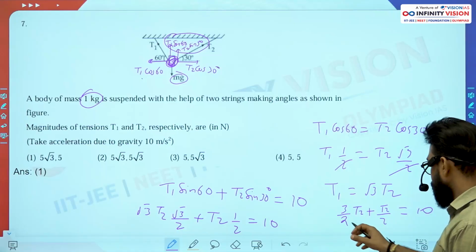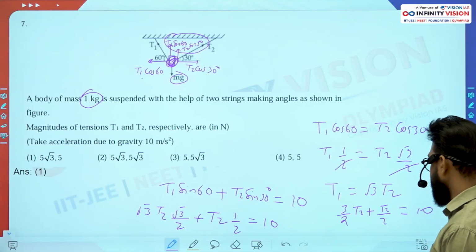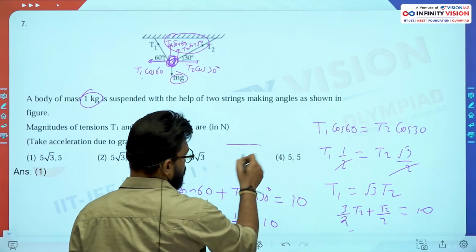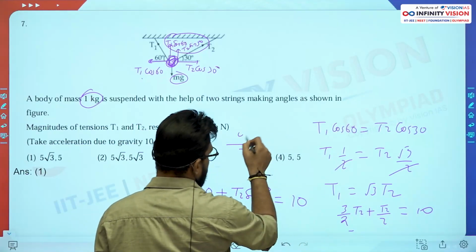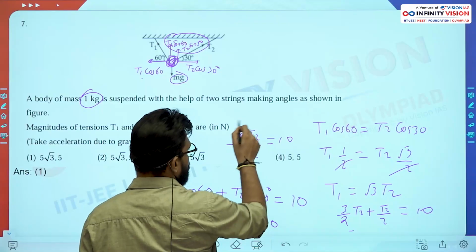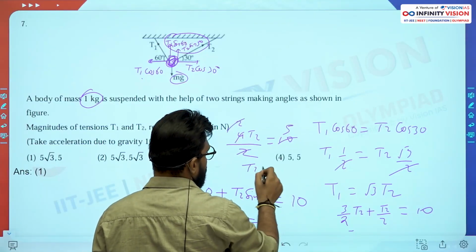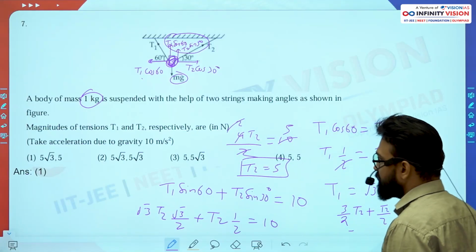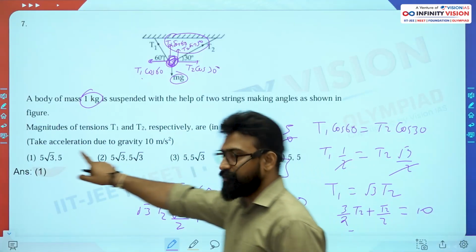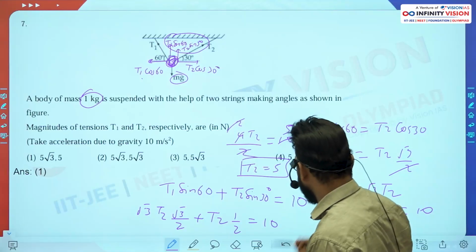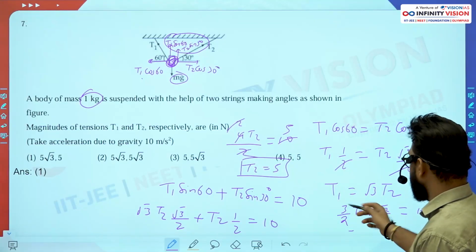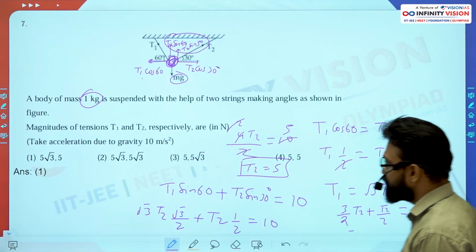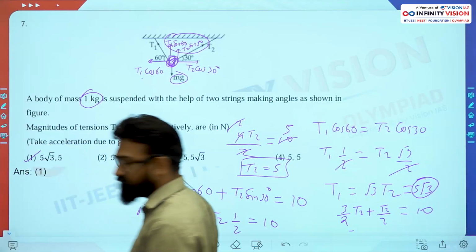So 2 will go over there, or you can take the LCM. So it would be 3 plus 1, which is 4 T2 is equal to 10. 2 to the 4 and 2 5 the T2 comes out to be 5 Newton. So which option is correct, either fourth or first? Now we have T2, so what would be T1? T1 would be root 3 times T2, which is 5, so 5 root 3. So that means first is the correct option that you must get.